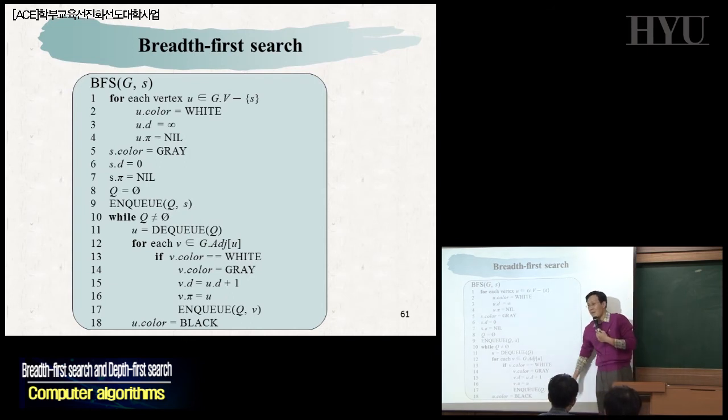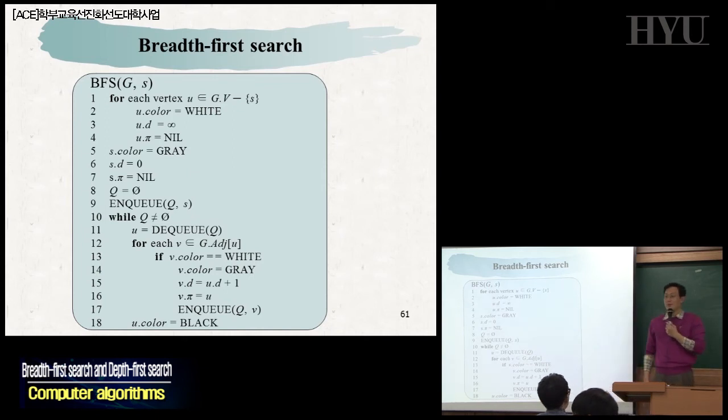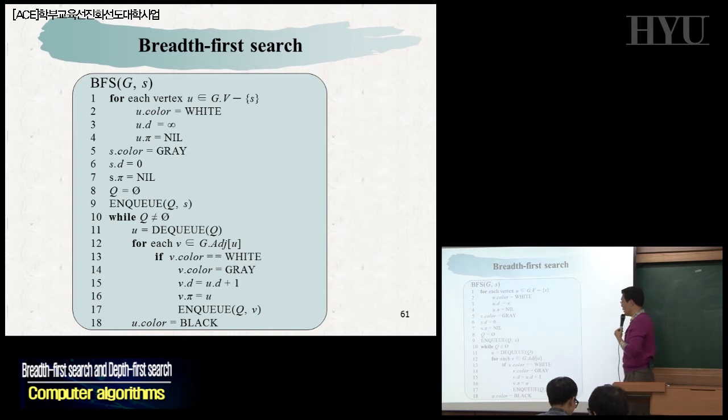And what is the last step? The last flag, enqueue. Yes, we put the newly visited vertex in the queue.